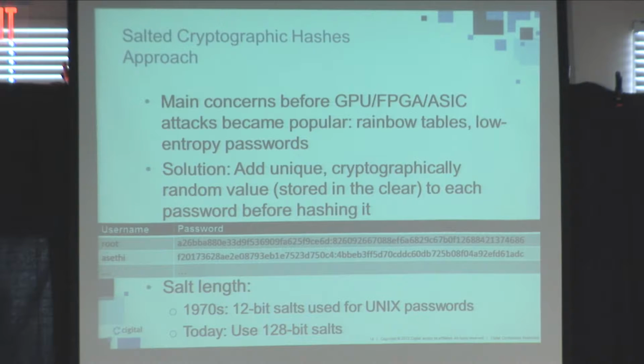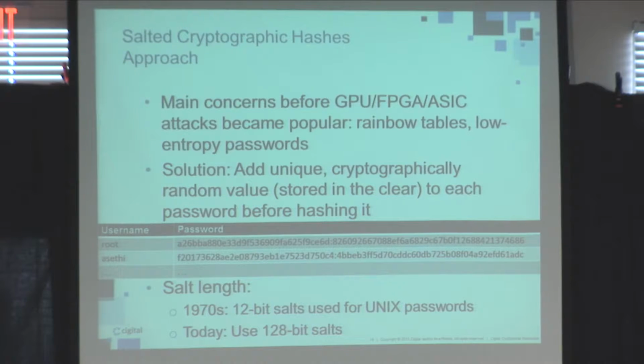So we get to the next approach, salted cryptographic hashes. Before GPU attacks, FPGA attacks, ASIC attacks became popular, the main things we were worried about were rainbow table attacks and low entropy passwords. So the solution we came up with was, well, let's add a unique cryptographically random value that gets stored in the clear to the password before we hash it. And that value we can store in the clear along with the password.